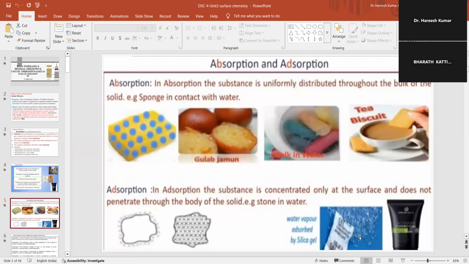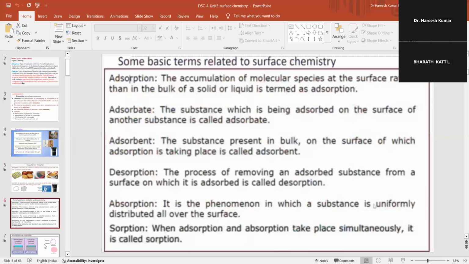So this is again silica gel. It is used to purify the air. And charcoal also is used to remove colored compounds. With this, I will go to the next. Here I am taking a few terminologies. What is adsorption? What is adsorbate? What is adsorbent? And desorption?